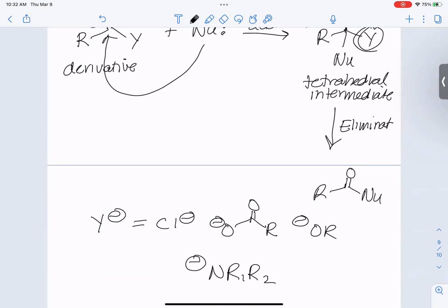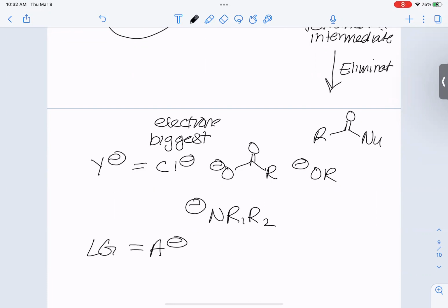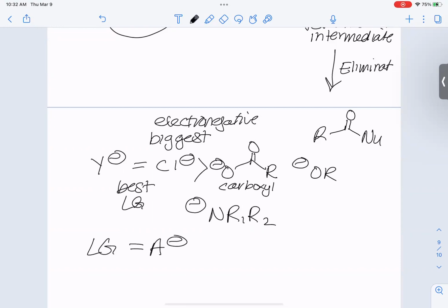What we are going to see, we talked about this a little bit, is that your leaving groups are similar to A minus, that conjugate base. So chlorine is the biggest. It's electronegative. It's not as electronegative as oxygen, but it is bigger than oxygen. Chlorine is the best leaving group. Then we have a carboxylate. So this is your carboxylate. And this is your alkoxide.